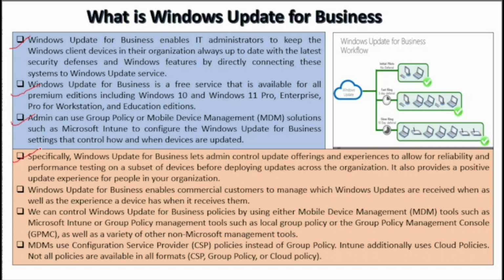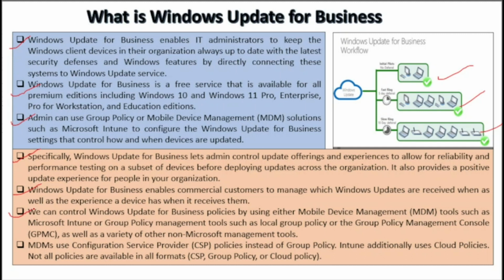Especially, Windows Update for Business lets admins control updates, offering an experience that allows for reliability and performance testing on a subset of devices before deploying the update across the organization. It also provides a positive update experience for people in your organization. Windows Update for Business enables commercial customers to manage which Windows updates are received when, as well as the experience a device has when it receives them.